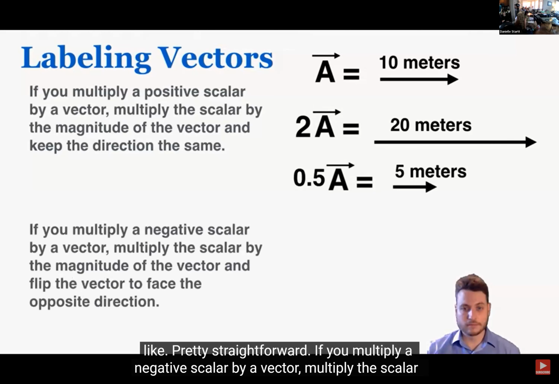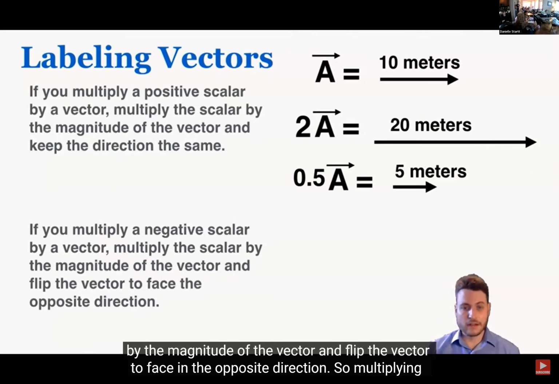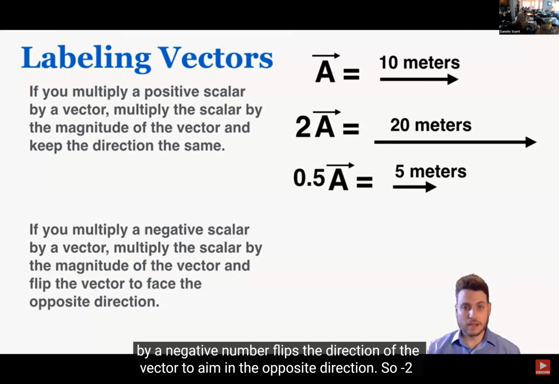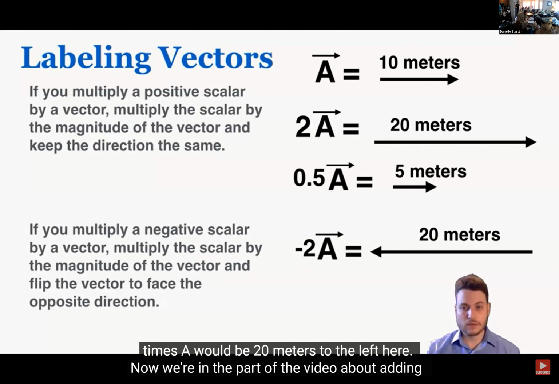Pretty straightforward. If you multiply a negative scalar by a vector, multiply the scalar by the magnitude of the vector and flip the vector to face in the opposite direction. So multiplying by a negative number flips the direction of the vector to aim in the opposite direction. So negative 2 times A would be 20 meters to the left here.